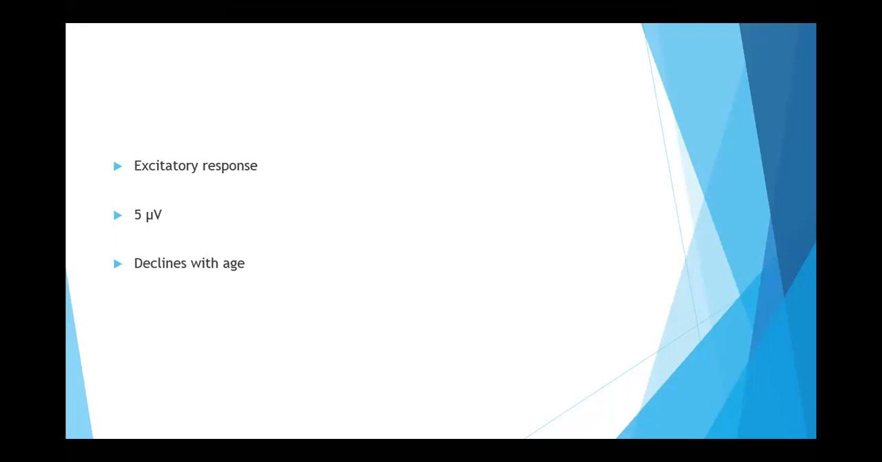Okay, and it declines with age. So age is a factor. Previously, we had CVEMP, which is affected by age because the contraction cannot be made. Otherwise, there is no problem with the responses and changes in the responses with age, but this OVEMP changes with age.